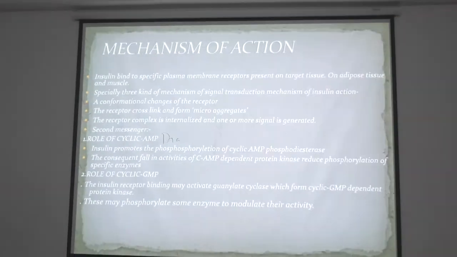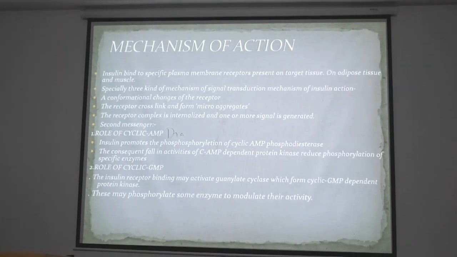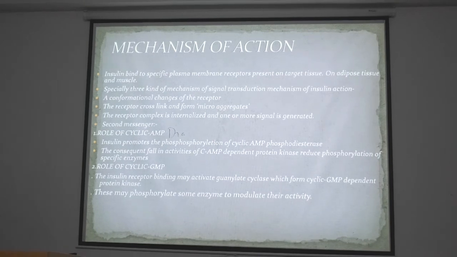So, especially three kinds of mechanism of signal transduction. In the mechanism of insulin action, there is a conformational change of the receptor. These receptors cross-link and form microaggregates. These then signal through a second messenger. And you know what the second messenger is, cyclic AMP. Role of cyclic AMP: the insulin receptor binding activates a cyclic nucleotide and cyclic GMP dependent protein kinase. These may phosphorylate some enzymes to modulate their activity.